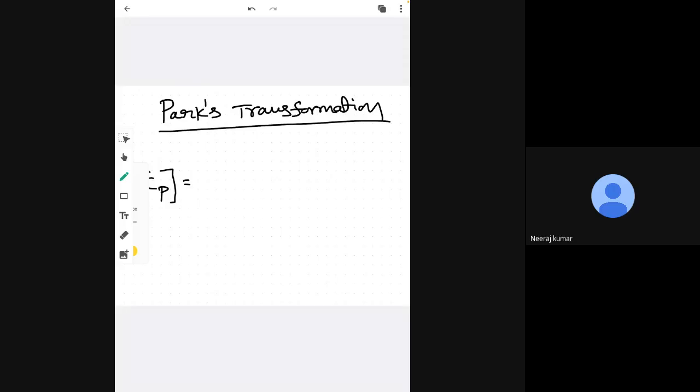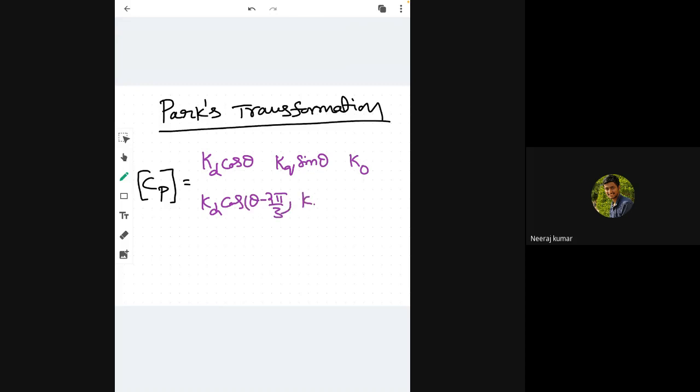So it has a 3x3 matrix. The very first one is KD cos theta. Second term KQ sin theta, then K naught. That is the first row. Second row: KD cos(theta minus 2π/3), KQ sin(theta minus 2π/3), K naught. That is the second row.